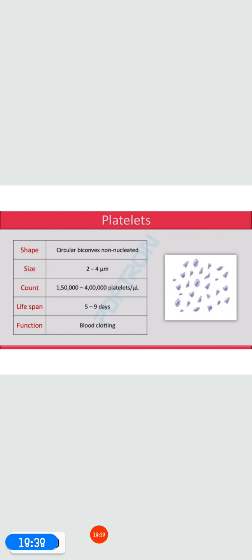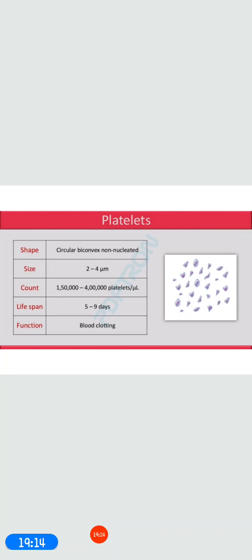Now I come to the platelets. Platelet shape is circular biconvex non-nucleated and the size is 2.4 micrometer and the count is 1,50,000 to 4 lakh platelets per microliter and the lifespan is 5 to 9 days and the function is blood clotting.